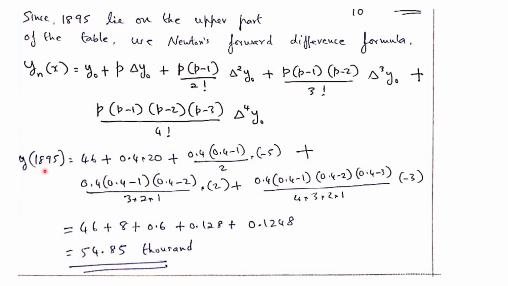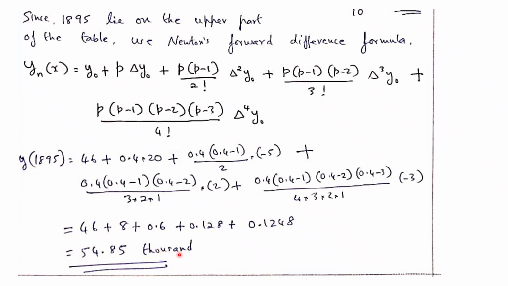Next is just a substitute. See, yn of x means y of 1895. This is what we are asked to calculate. So y naught is 46. P we have already calculated, 0.4. Delta y naught is 20. So all those are directly substituted here, and you add all those values, you get 54.85 thousand. Okay, so this is the answer here.